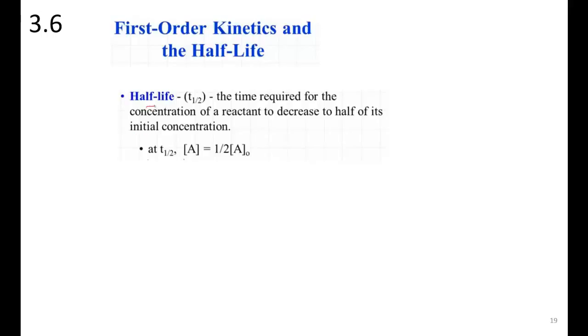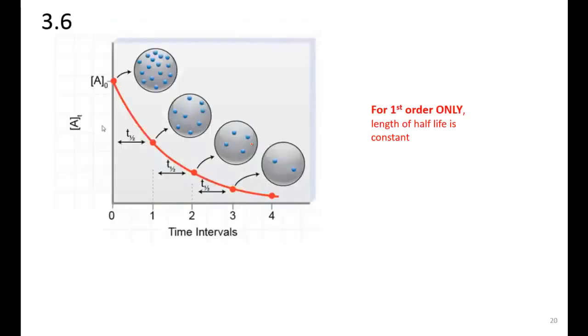So the half-life of something is determined as the time required for the concentration of a reactant to decrease to half of its initial. Okay, so at time 1/2, my concentration is half of what I started with. This is what I started with. And here's what it looks like. So if I have, let's say, 16 particles to start, my half-life is the length of time it takes for me to get down to 8 particles, or 8 moles.